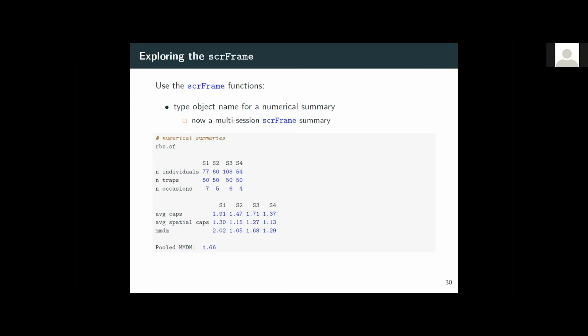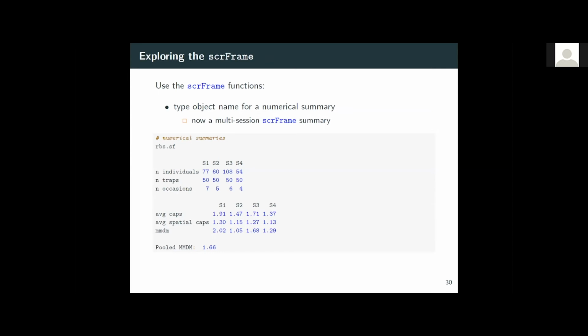Okay, so if you remember from yesterday, if we just type the name of the SCR frame, it just spits out some summary information. So the thing to see now is that if you type the name of a multi-session SCR frame, you get a column for each of the sessions. So now we can see that I caught 77 salamanders in that first array. There's 50 traps, that's the same across, and this is the information that we've provided. You can see that there's variation in the number of individuals I captured.